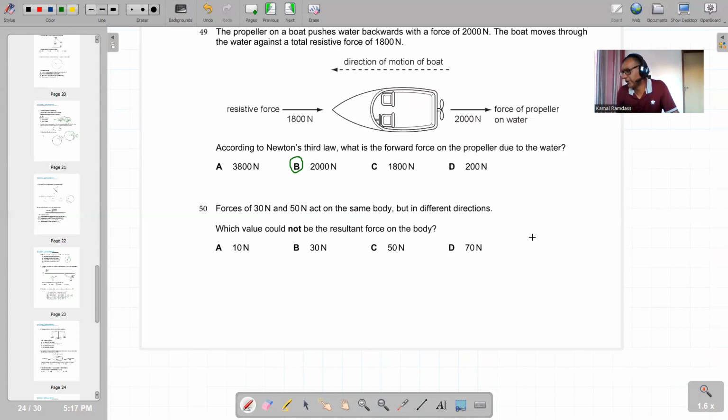That means when the forces are in the same direction, you get 80 Newton. When the forces are in opposite directions, you get 20 Newton. In any direction, the resultant will be between 20 and 80 Newton. So 10 Newton is not possible, because the minimum is 20 Newton.